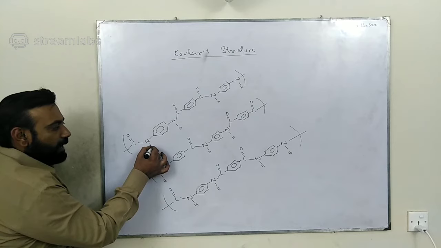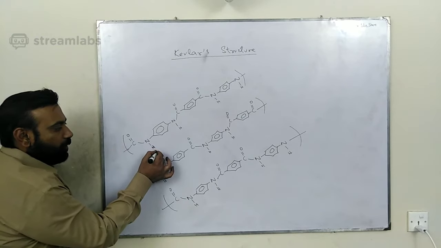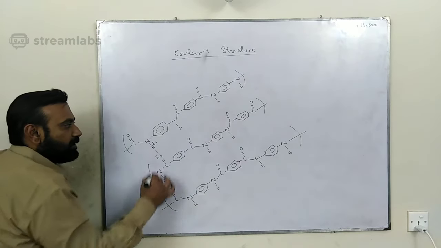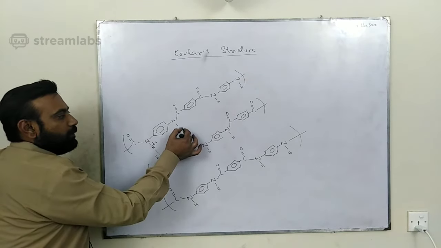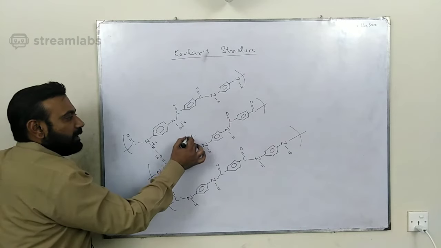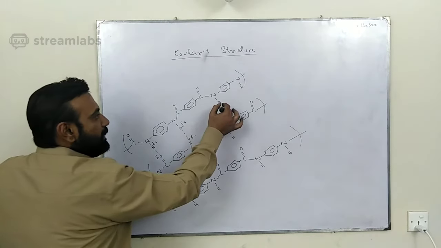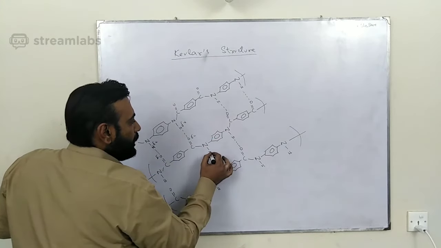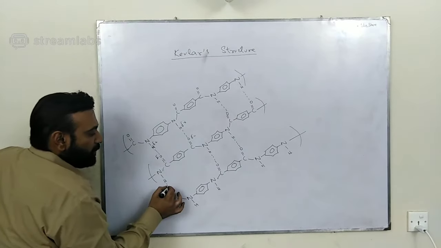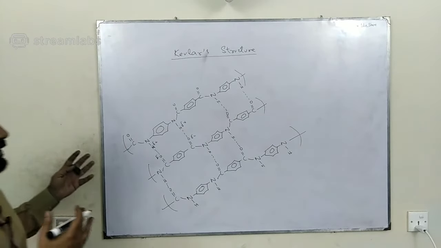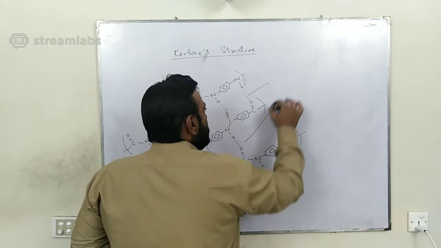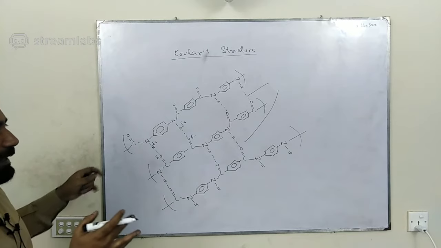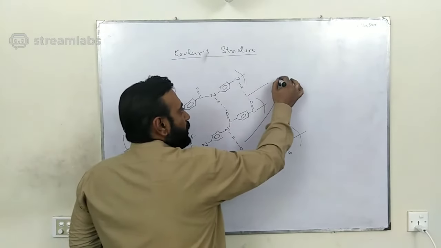So the hydrogen from the NH group will form a hydrogen bond with this oxygen, which is partially negative. This hydrogen is partially positive. Again, a hydrogen bond between this partially positive hydrogen and this partially negative oxygen. So these hydrogen bonds will keep on forming between these groups, and the overall structure of this Kevlar will have many of these hydrogen bonds. Many chains of the Kevlar polymer are arranged together compactly because of these hydrogen bonds.